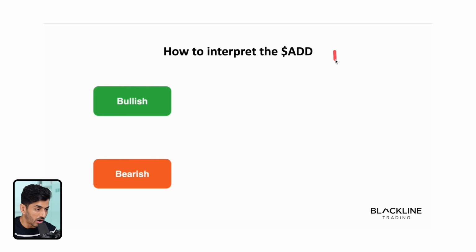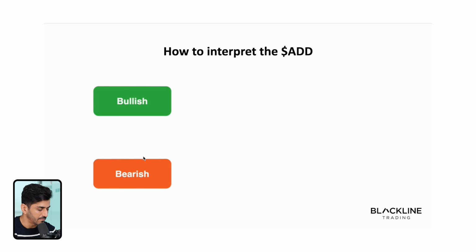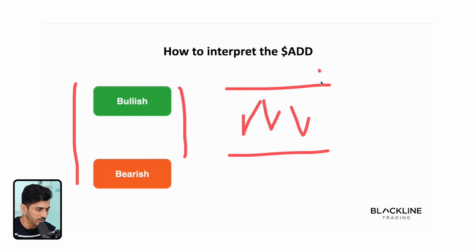Now, the third scenario is that the price is range bound and you also are not really getting any strong values on ADD. What is that showing you? That's showing you the possibility of choppy conditions, right? That the price is just range bound, and there's not really a lot of strong participation on either side.